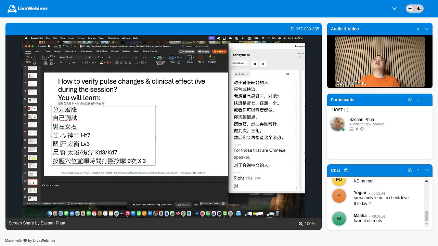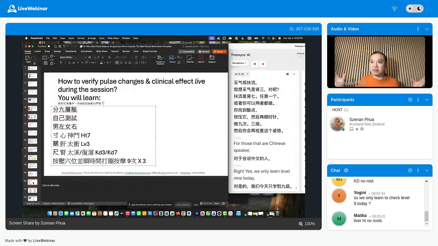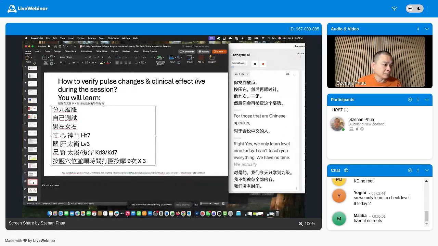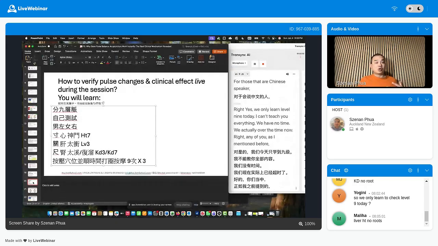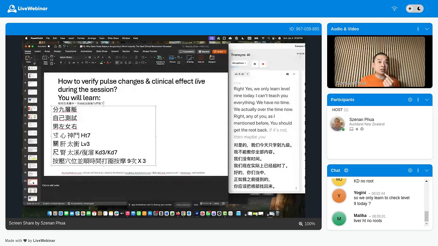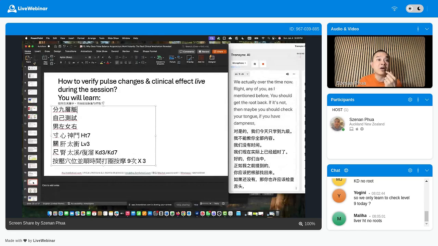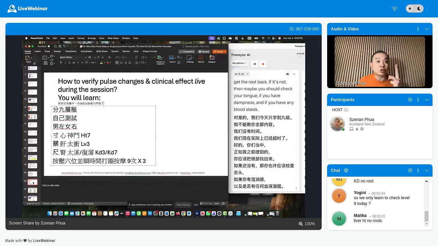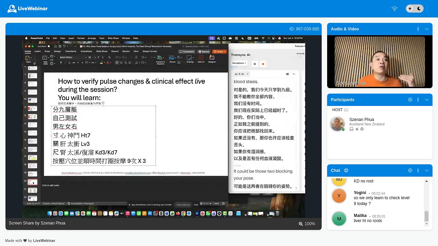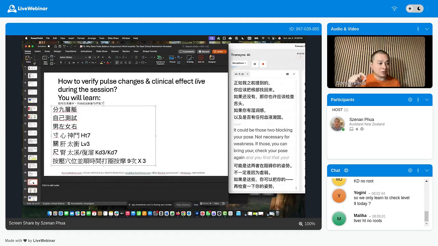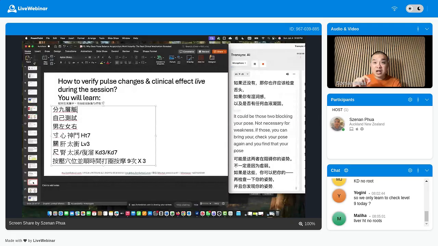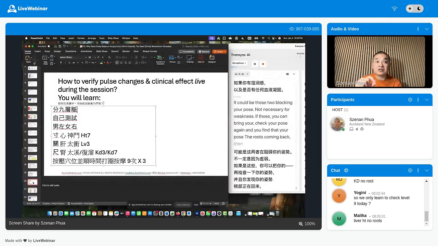Yes, we only learn level 9 today. I can't teach you everything. We have no time. We're actually over the time now. Any of you, as I mentioned before, you should get the root back. If not, then maybe you should check your tongue if you have dampness, and if you have any blood stasis. It could be those two blocking your pulse, not necessarily weakness. If you check your pulse again and you find that the root is coming back, then that is definitely the organs out of balance, the organs' weakness.